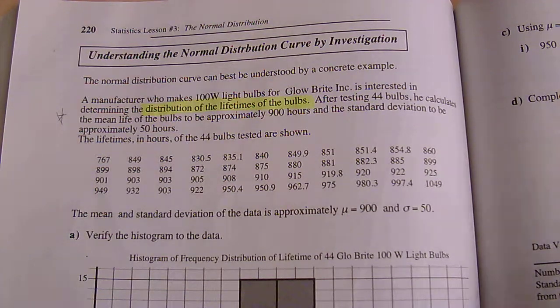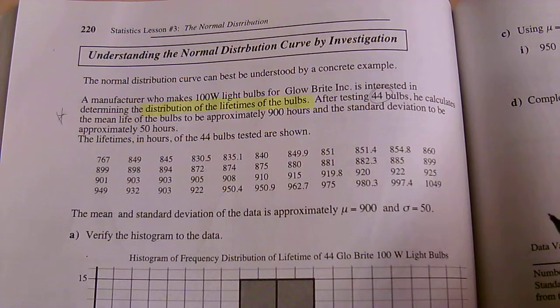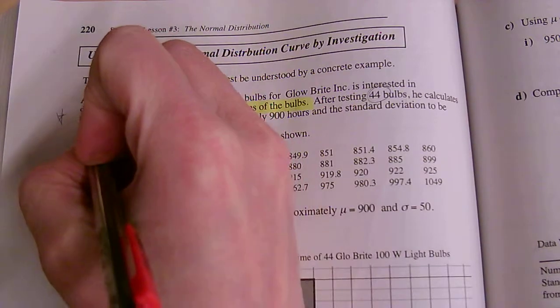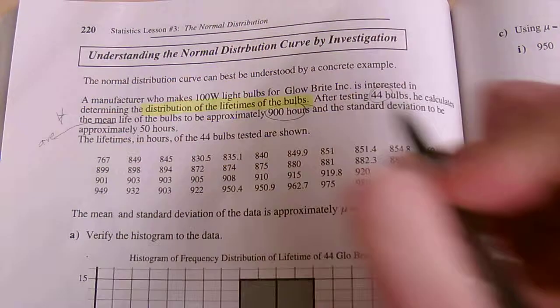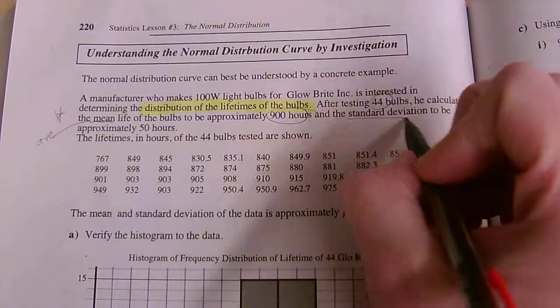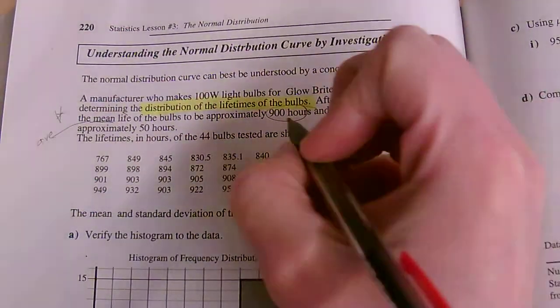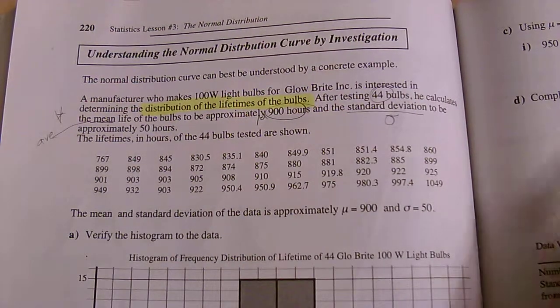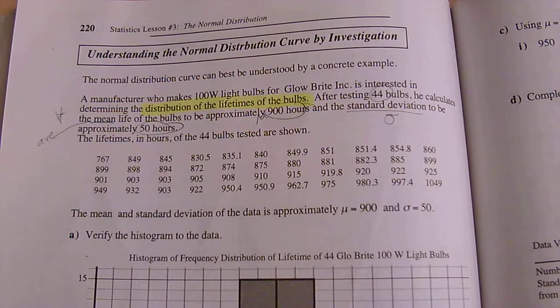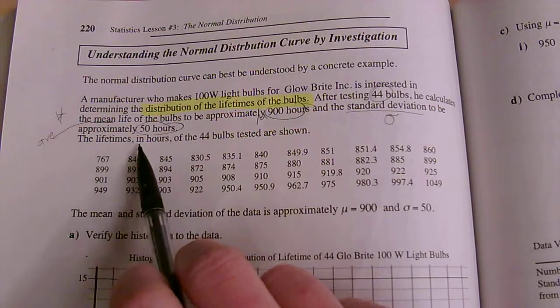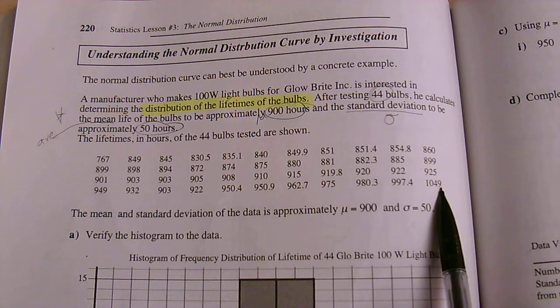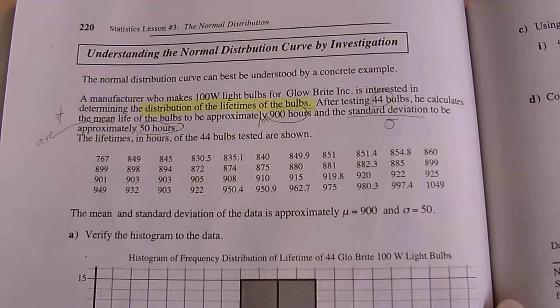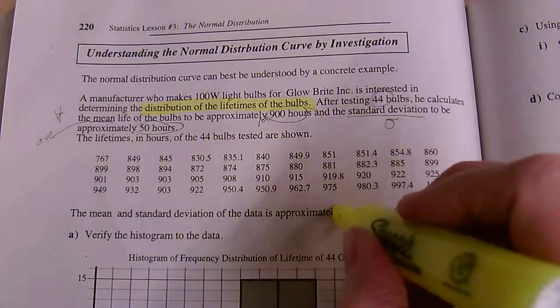After testing 44 of the bulbs, he calculates the mean life, so remember mean means average, of the bulbs to be approximately 900 hours, and then the standard deviation, that's our sigma, mean is mu, to be approximately 50 hours. So the lifetimes in hours of the 44 bulbs tested are shown. So here's all the data that this guy collected, and then here's just the information summarized.